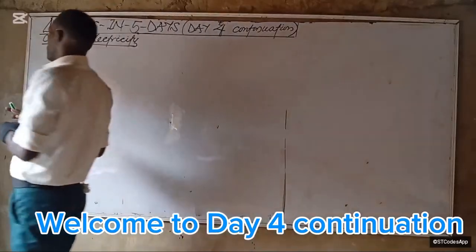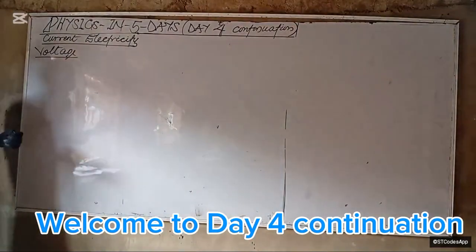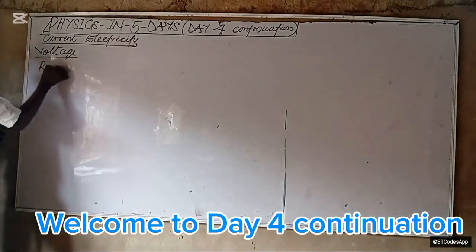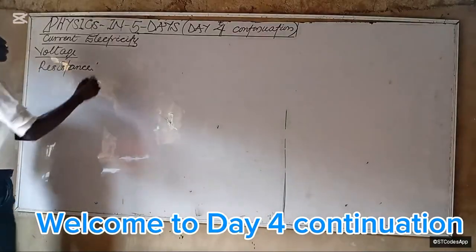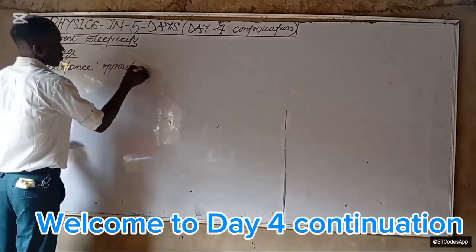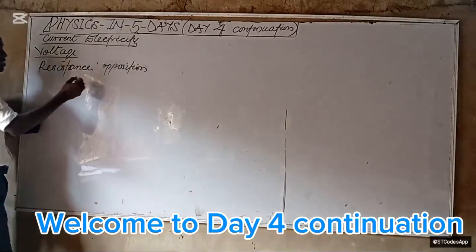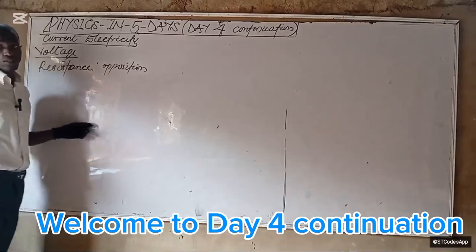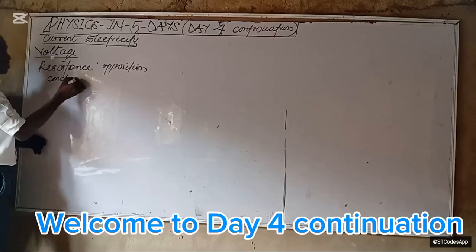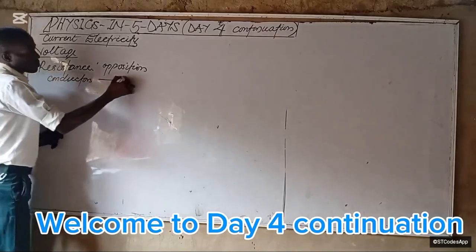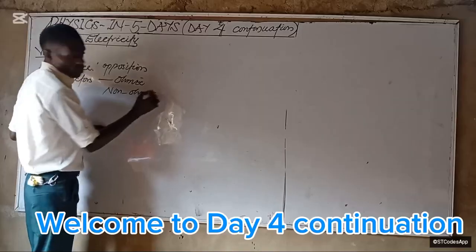Now, under current electricity, we're talking about voltage. And I remember telling you about how voltage is connected, right? Well, I don't think we've quite talked about resistance. Resistance is the opposition to the flow of current, right? And we said yesterday that a resistor is a passive component in the circuit, right? Based on resistance, we classify conductors as ohmic conductors and non-ohmic conductors.